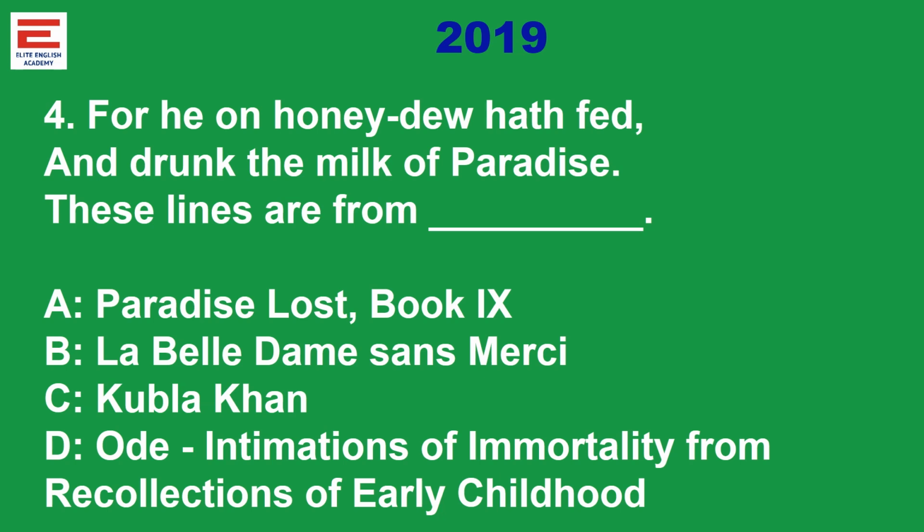Once you know this particular question is not from the first or second unit, you will remove option A, Paradise Lost Book 9. Then La Belle Dame Sans Merci is not part of the things that we discuss in the same unit. So the two things that we have are Kubla Khan and Ode: Intimations of Immortality, and then naturally it is Kubla Khan.